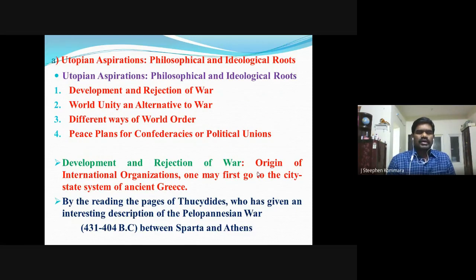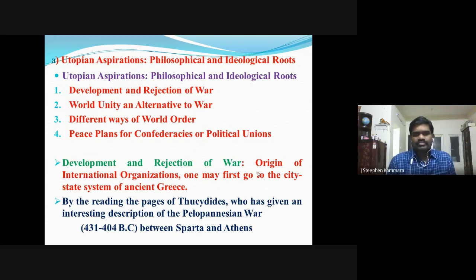Now, the utopian aspirations are divided into four parts. Number one, development and rejection of war. Number two, world unity. Number three, different ways of world order. Number four, peace plans for confederacies or political unions. Today I'm explaining these four headings. Number one, development and the rejection of war.